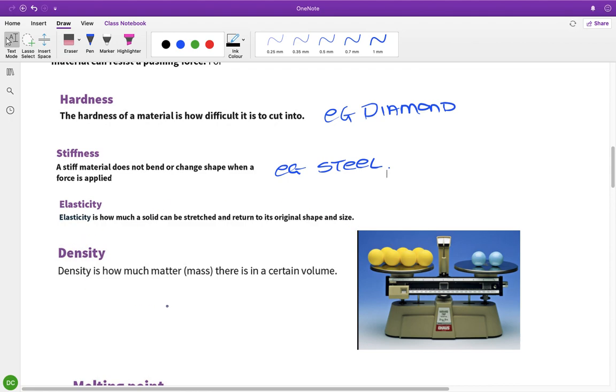Density: how much matter or mass there is in a certain volume. So I just got this picture. Sometimes I find density is kind of hard to understand when I'm not there to show you. Density is how tightly packed the materials are.